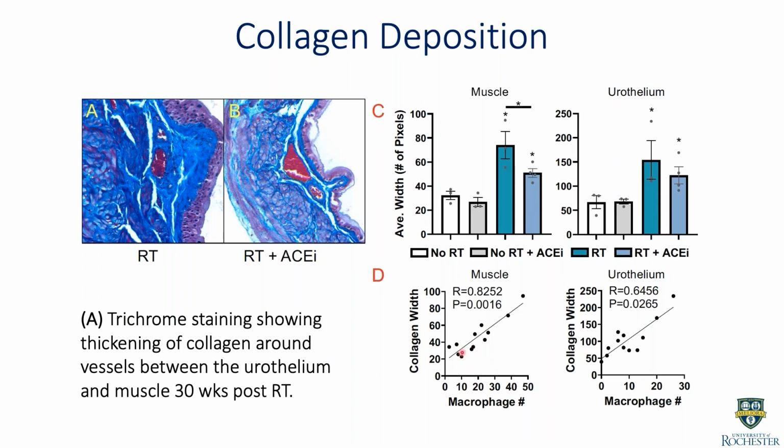And you can correlate the collagen width with the number of macrophages both in the muscle and the urothelium. So this suggests, or indicates maybe, that the macrophage accumulation in this tissue is one of the underlying consequences of radiation-induced toxicity that leads to this change in fibrosis that then leads to this change in micturition pattern.